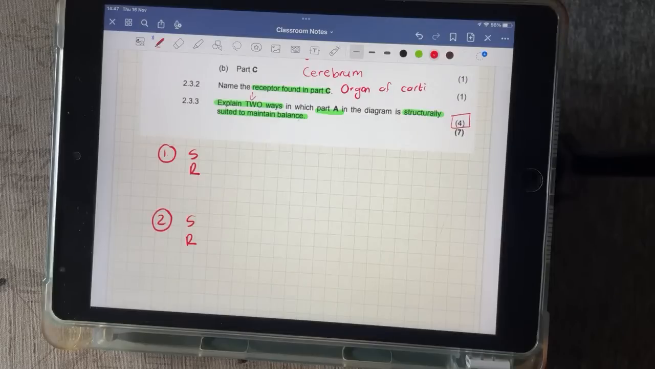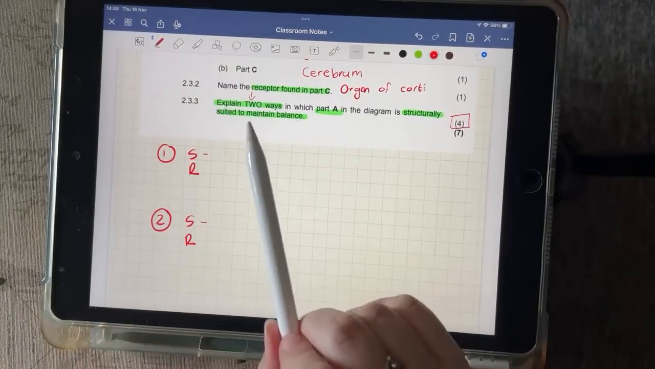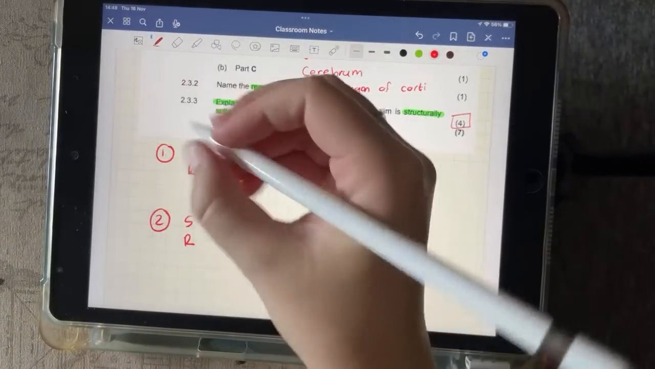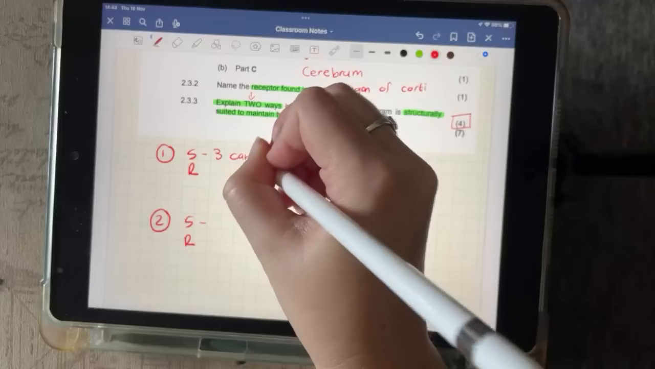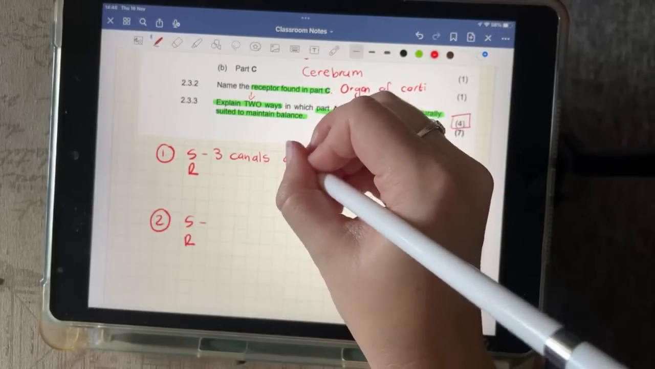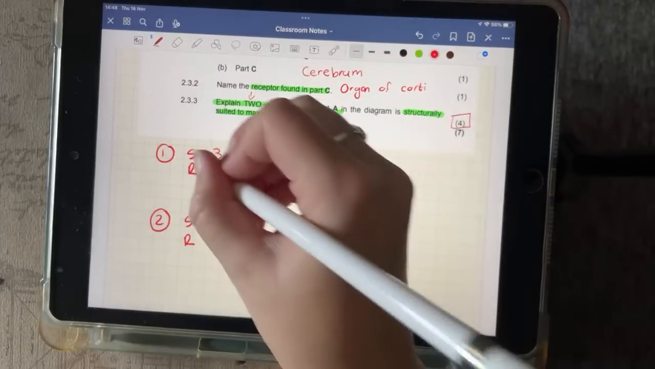So I've got some people talking about the fluid. That is one of them. And Lindo says that they are in 3 planes of one another, which is yes. So I'm going to take those 2 answers and put them in here. So number 1, how is it suited to maintain balance? You have 3 canals at 90 degrees of one another.